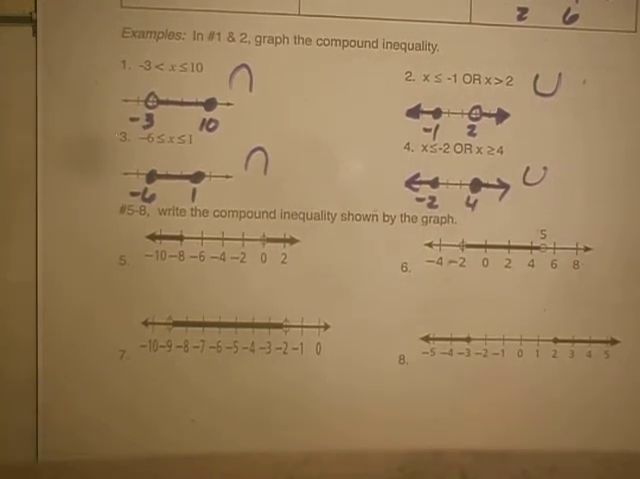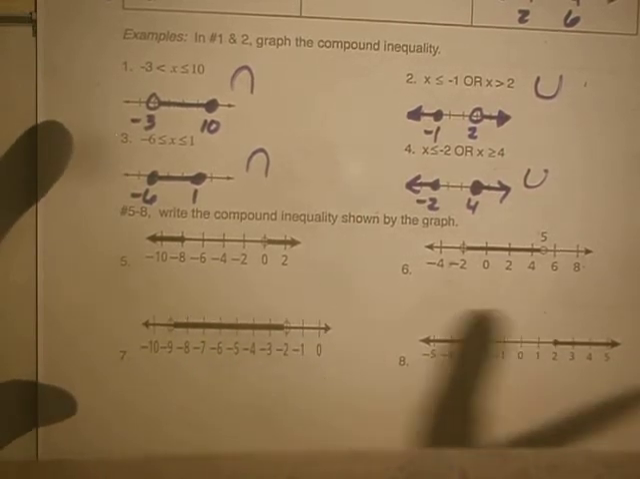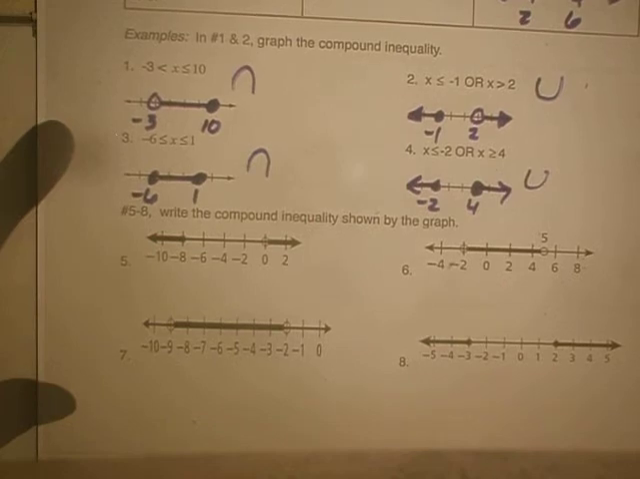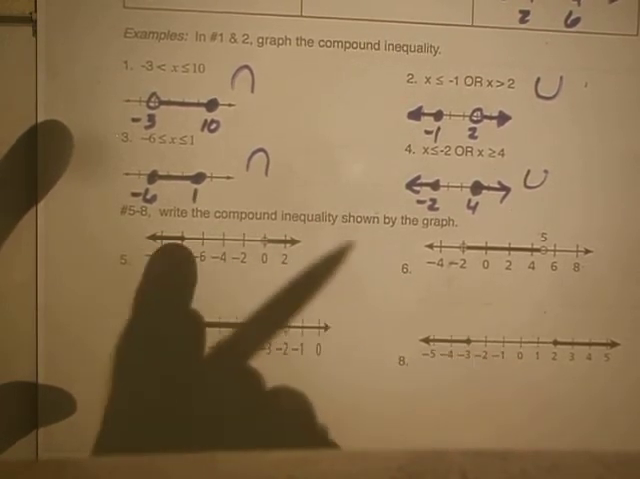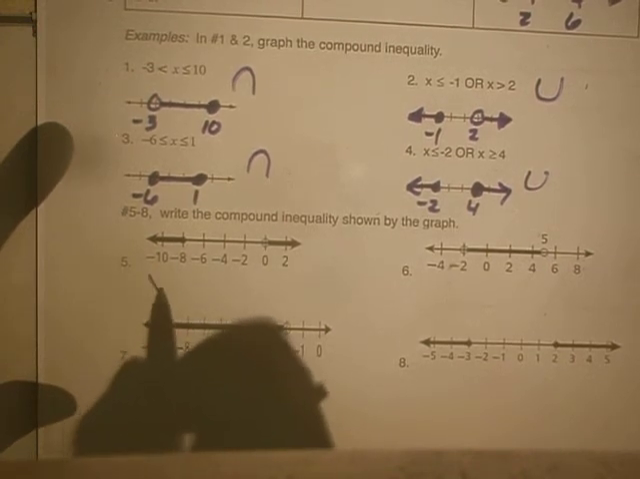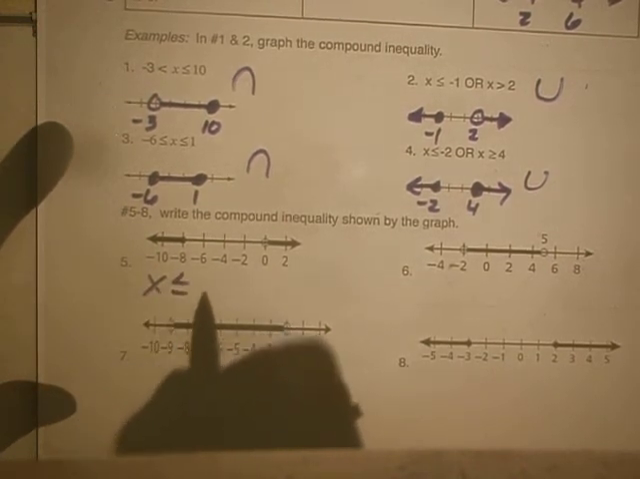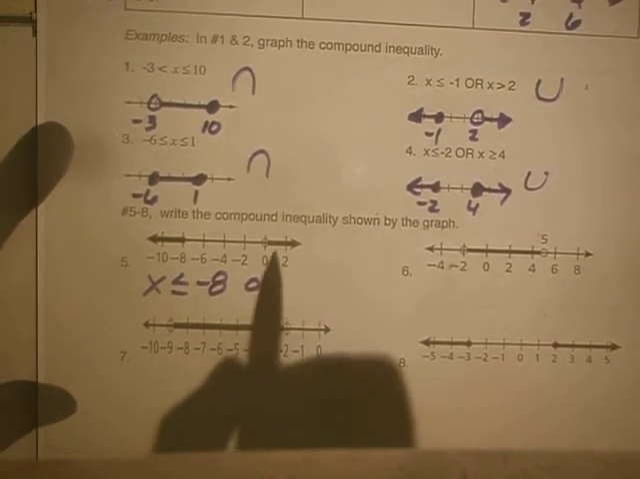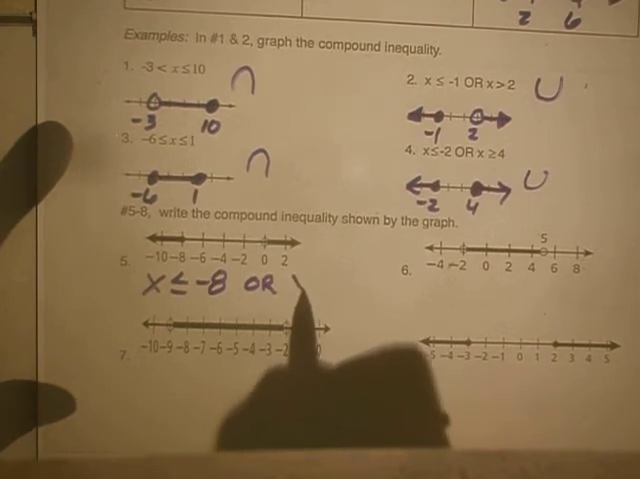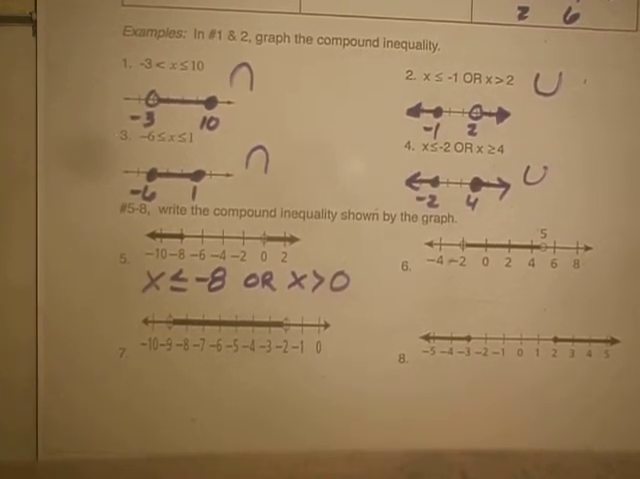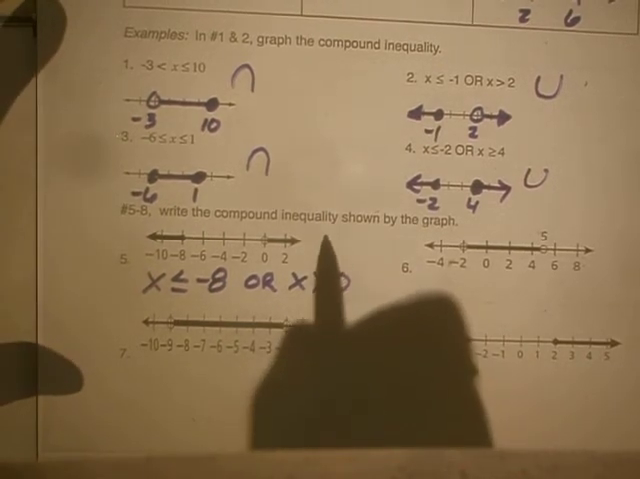All right. Number 5, 5 through 8. We are asked to write the compound inequalities for these two. When you have the two arrows going in opposite directions, that's an OR. So these numbers are smaller than or equal to -8. And these numbers are bigger than 0. So we have to write the OR, the equation on the left, or the equation on the right. This one is a union.